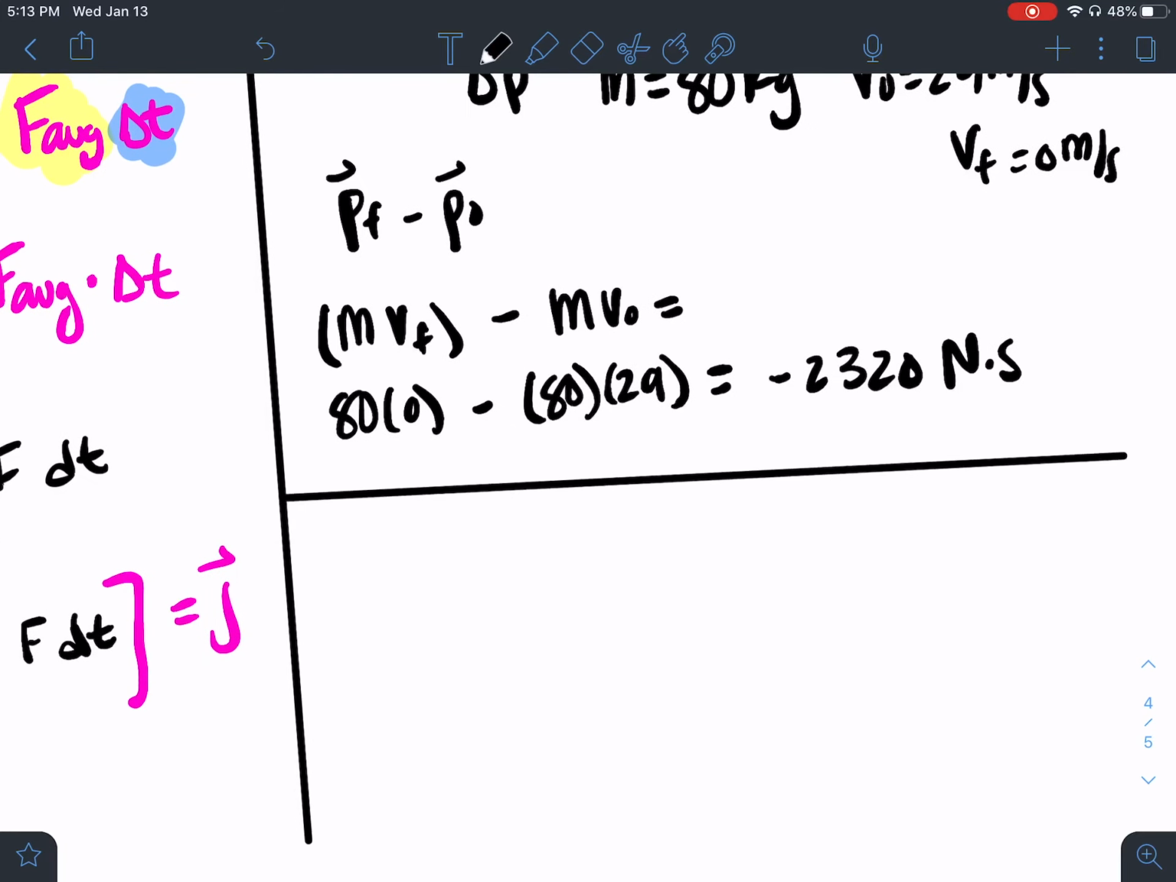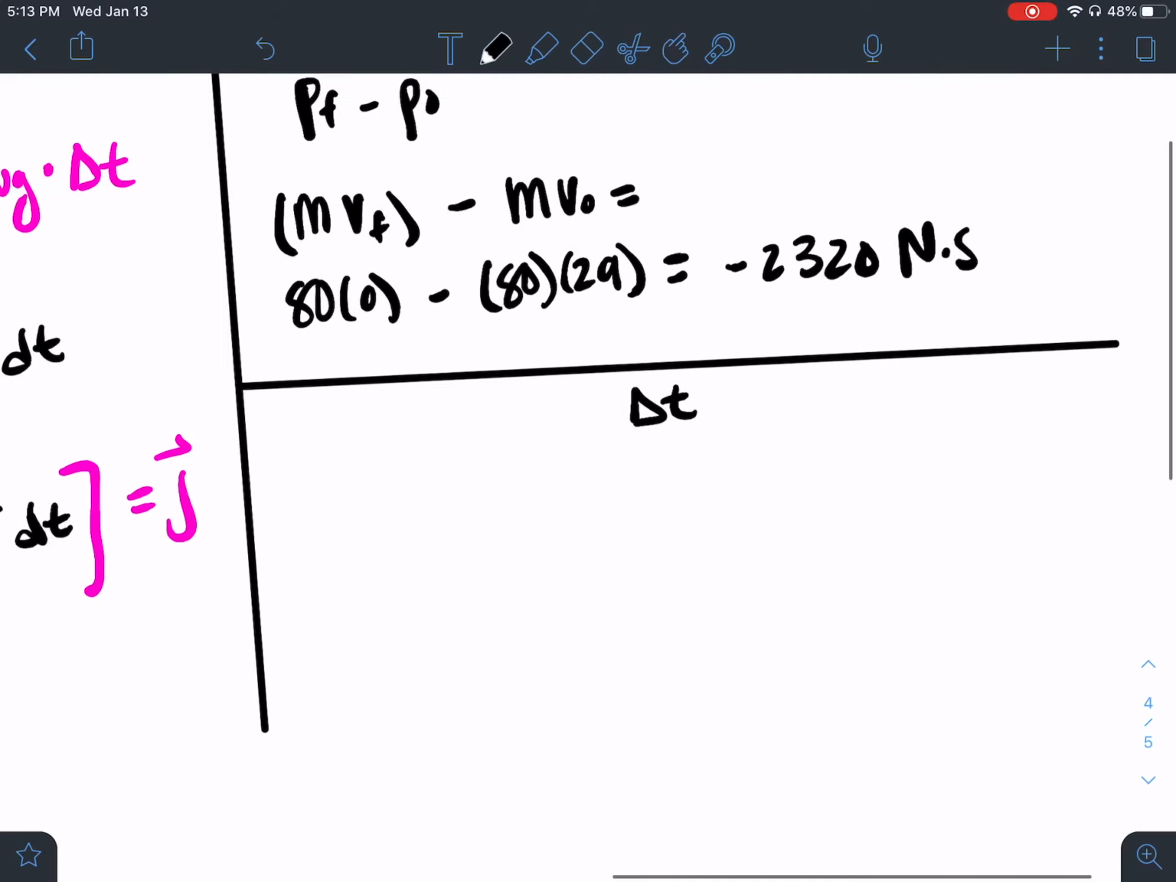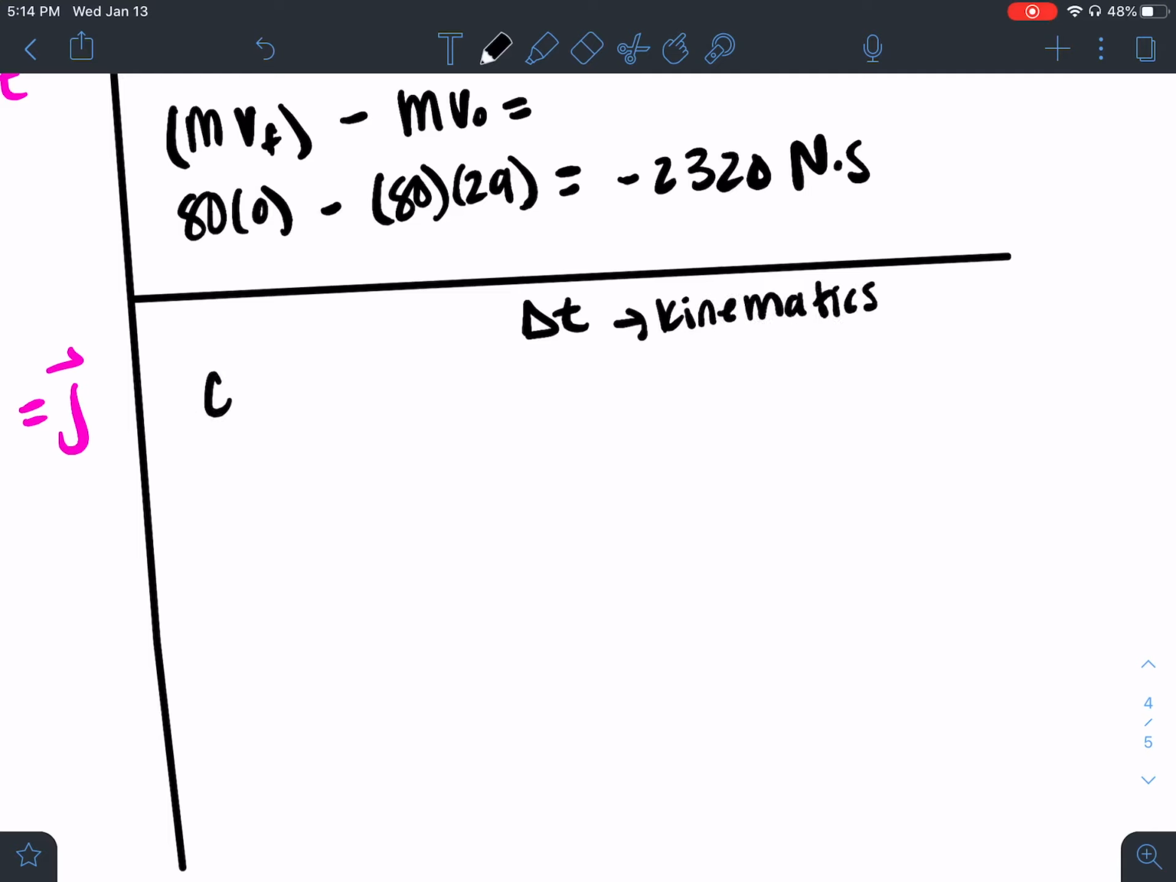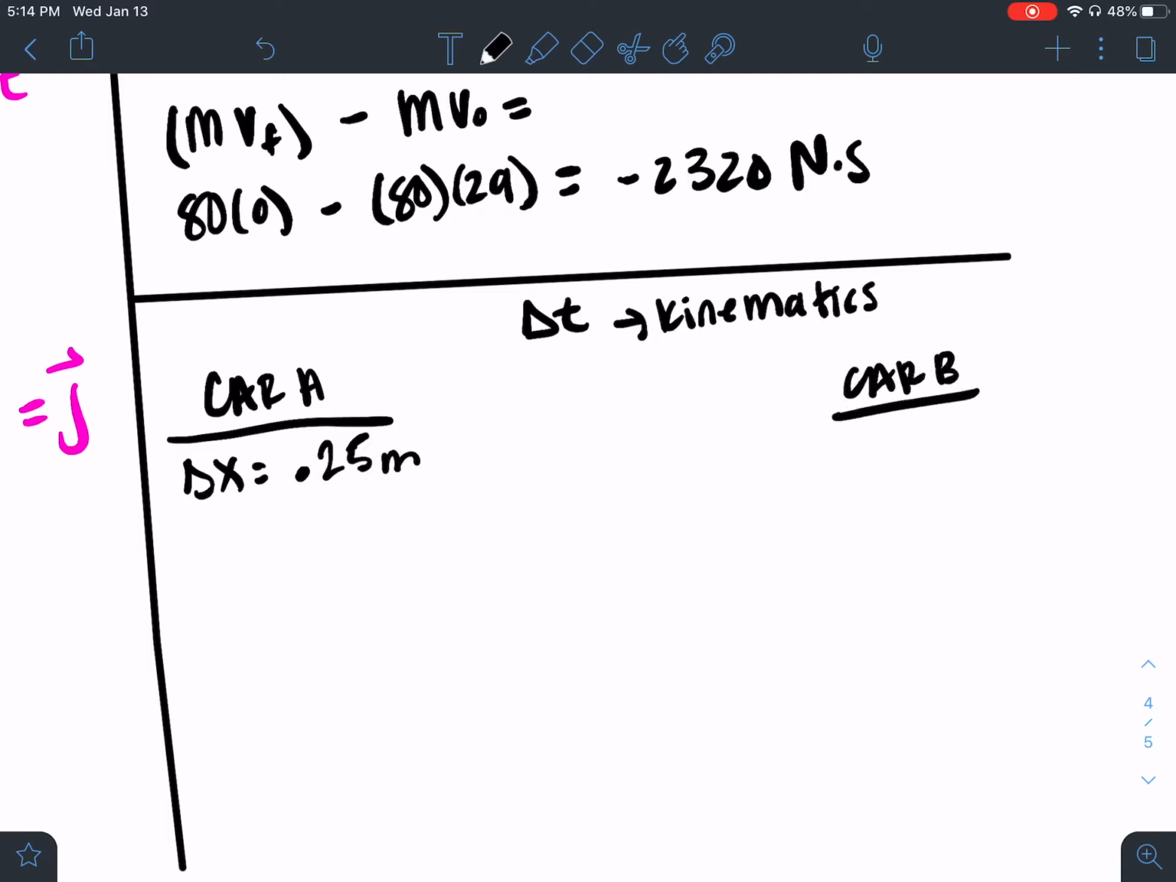The next thing that we need to talk about is trying to find our change in time. And this one is going to be different. If we're thinking about change in time, this typically means we're going to go back to our kinematics. So for car A, we know that the delta X is that crumple zone, which is 0.25 meters. And for car B, the crumple zone is a little bit larger at 1 meter.